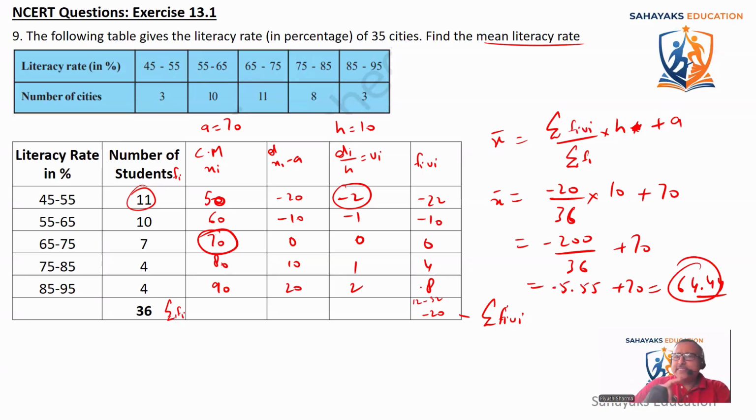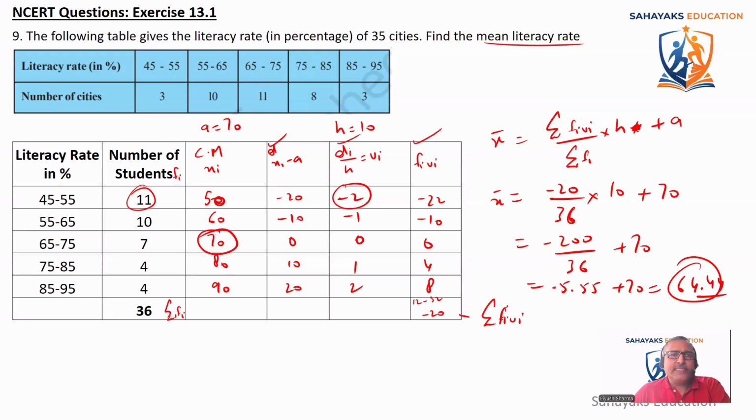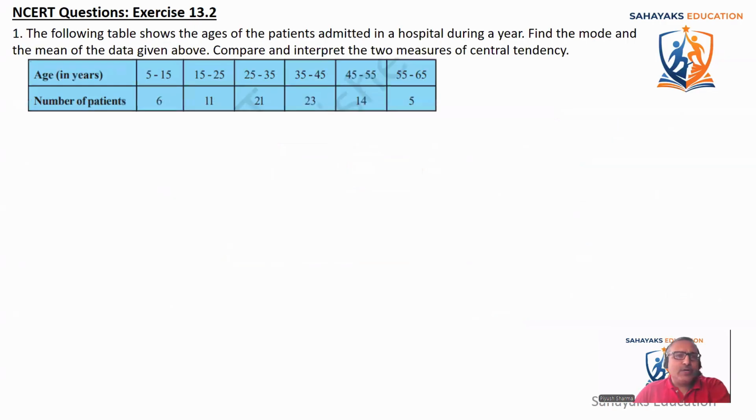See, a similar method we are using every time, starting with the class mark. Finding the value of D, then finding the value of ui, and then Fi ui, sigma Fi ui. If you do 5 questions, I believe that you will not make any mistake then. Okay. So now we have the next exercise. First exercise is done. Let's come to exercise 13.2.